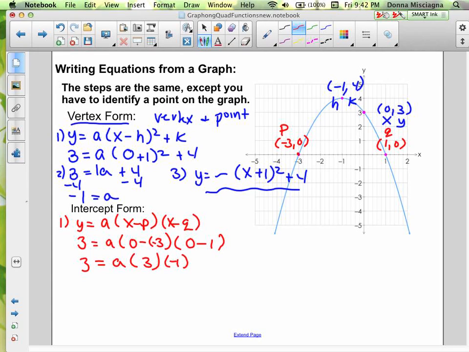So now we're going to multiply those values. Those will be our coefficient in front of a. So we have 3 equals negative 3a. We'll divide both sides by negative 3, and we get negative 1 equals a.